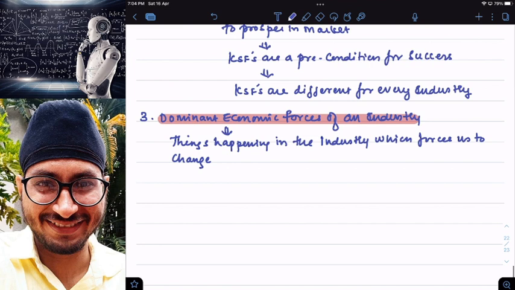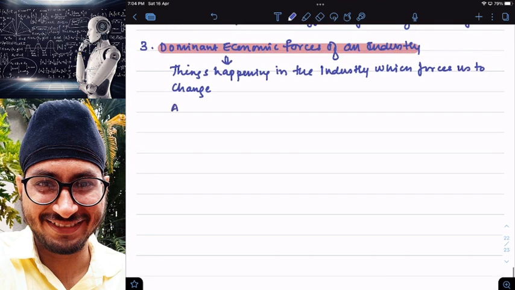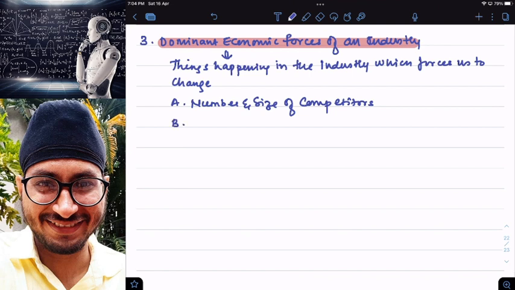Example, sir, there are many factors. Example number 1, number and size of competitors. Sir, when the number of competitors increases, what is going to happen? Competition increases, profits decrease. I need to change, right? Then what is factor number 2?